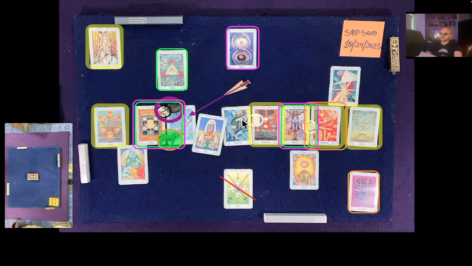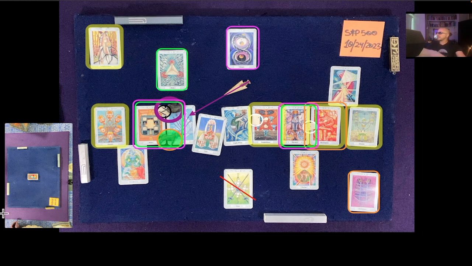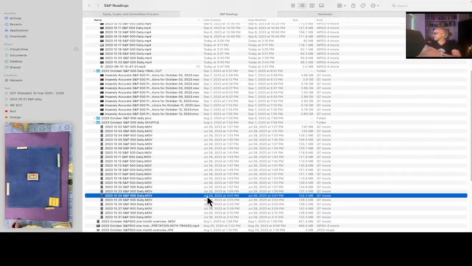This is the S&P 500 one-day reading for October 24th, 2023. It's currently September 10th, 2023, 3:47 p.m. Eastern Time. The shuffle file we're about to play was created on July 28th, 2023 at 2:01 p.m. Eastern Time. That's this video right here.